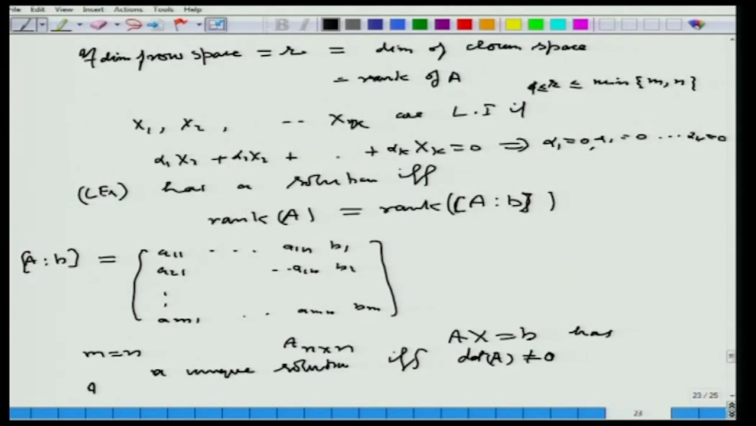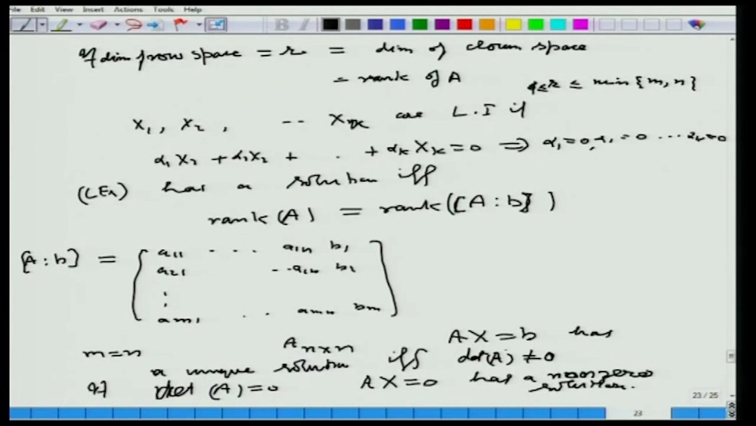And if the determinant of A is 0, then this homogeneous equation Ax equal to 0 has a non-trivial solution, a non-zero solution. So, that is the thing here.